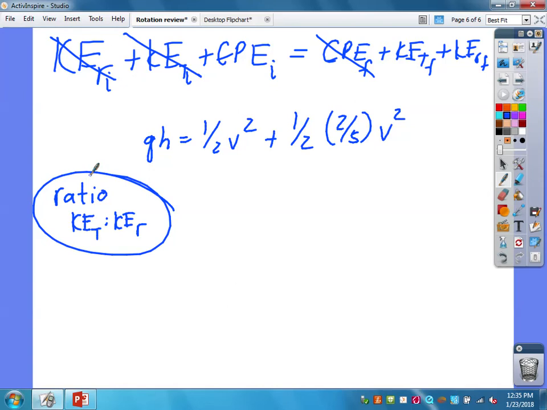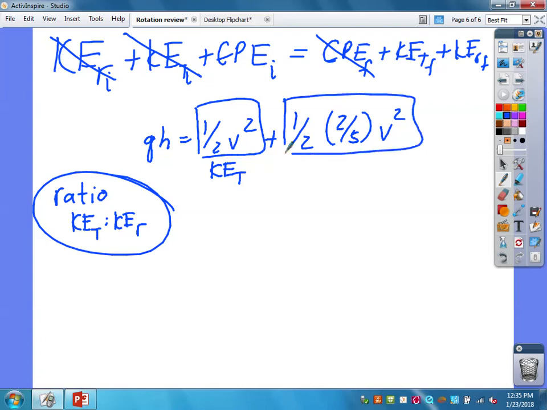Basically, it's related to us getting down to this point. This trick comes from the point that we break the problem down to this final formula of gh equals 1/2 v squared plus 1/2, whatever the fraction is in front of I times v squared. What we can do, amazingly, is find this ratio very, very quickly in this formula. This section right here is basically referring to translational kinetic energy. This section right here is related to rotational kinetic energy.